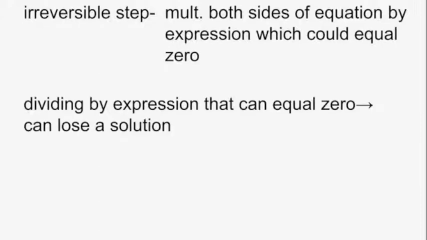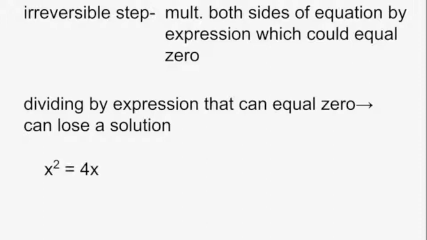One more thing is called an irreversible step. An irreversible step occurs when you multiply both sides of an equation by an expression which could equal 0, which is what we did in the last example. And also dividing by an expression that could equal 0, which could result in you losing a solution. So this would not result in an extraneous solution, but rather in a lack of a solution.